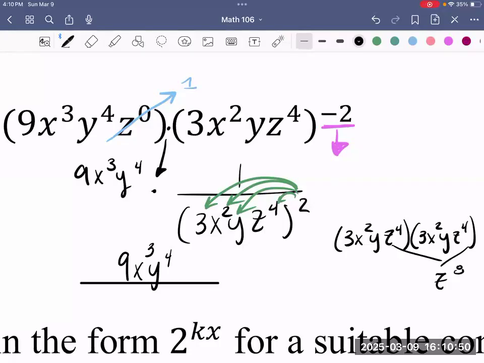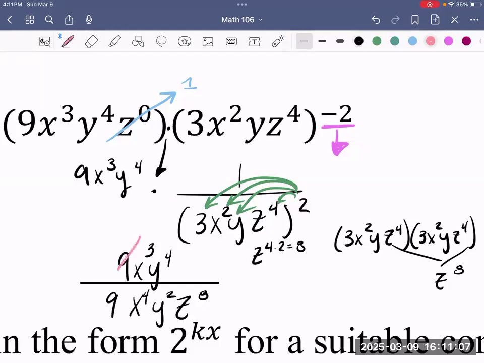Okay, so we have 8 z's here. Or if we want to keep it in this form, we can do 4 times 2, and that equals 8. So z to the 8th here. y squared, x to the fourth, and we have 9.